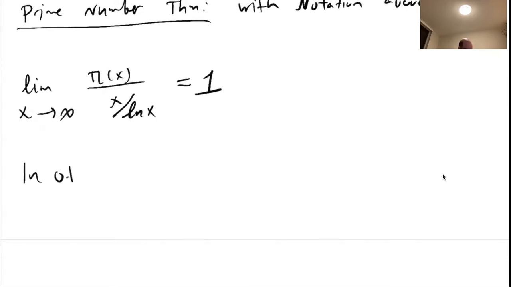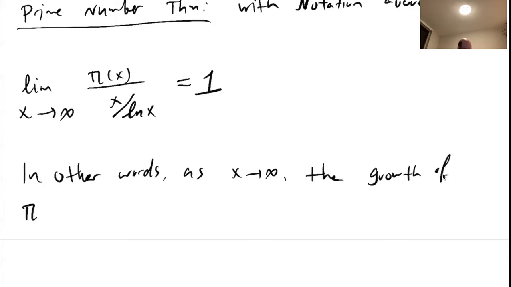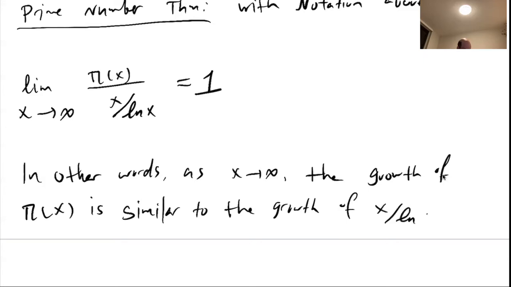In other words, as x goes to infinity, the growth of pi of x is similar to the growth of x over ln x. So if I want to describe this simply, this means the number of primes less than or equal to x, for very large x, is relatively large. Because what is the maximum for pi of x?